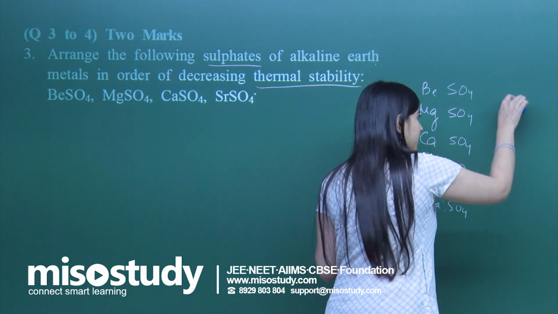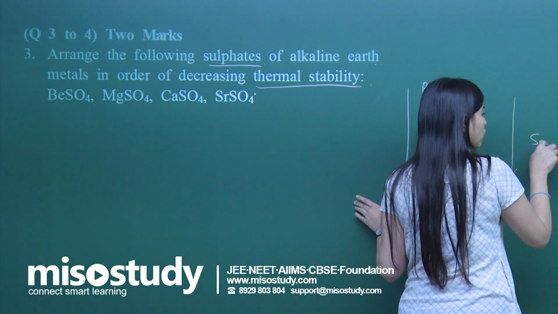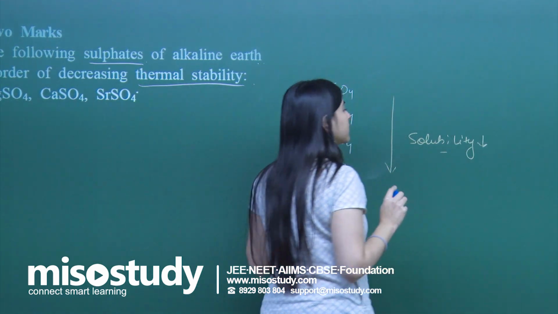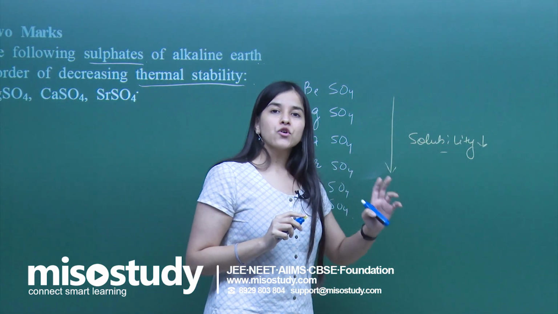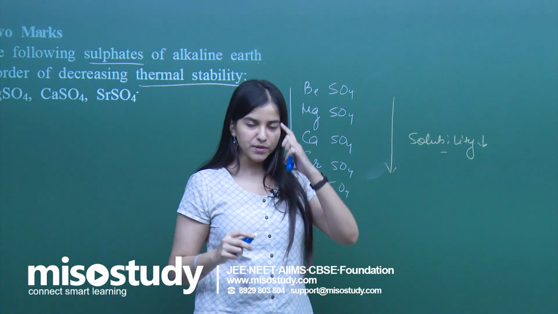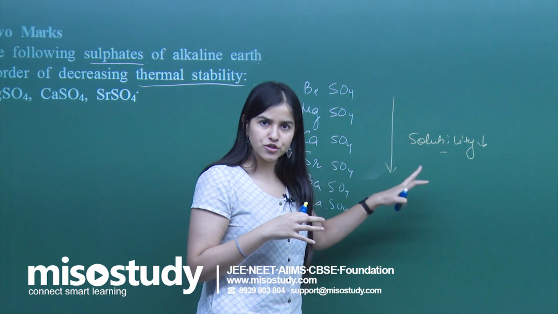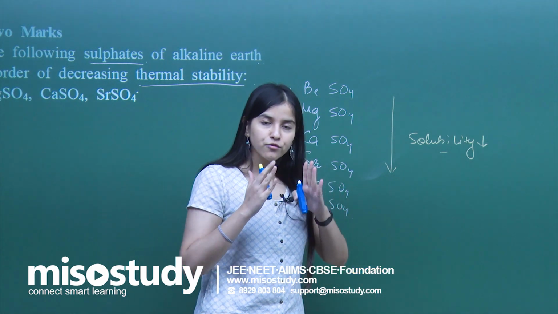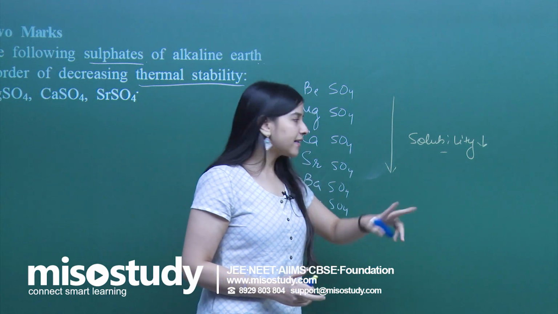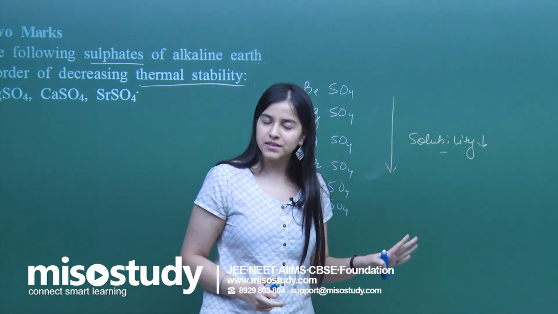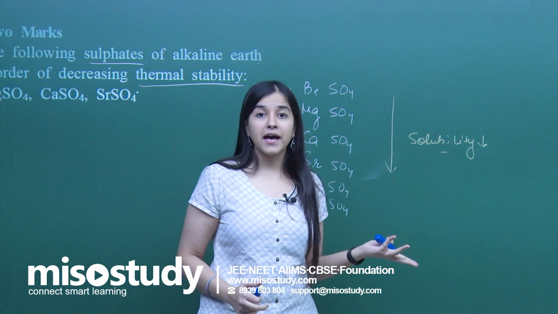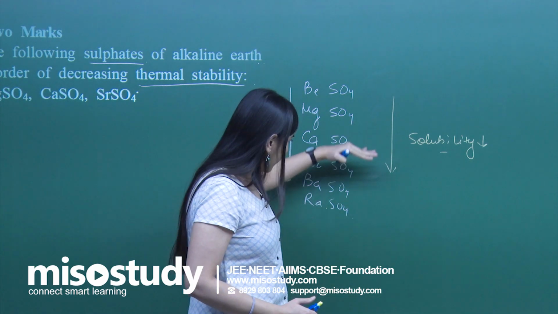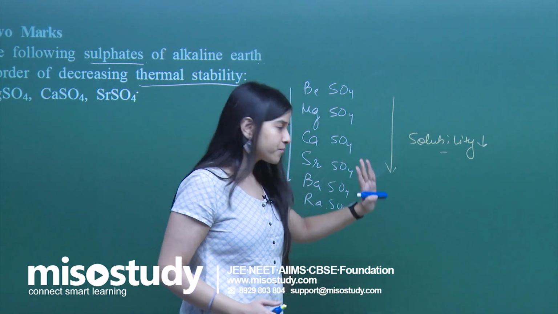Whenever we are going down the group, the solubility is decreasing. Why is the solubility decreasing? Because of the decrease in the hydration enthalpy. Whenever it gets dissolved in water, the energy which is released is not enough to overcome the forces of the lattice enthalpy. That is why it does not get soluble down the group as much. So the solubility decreases down the group, sparingly soluble while coming down the group.